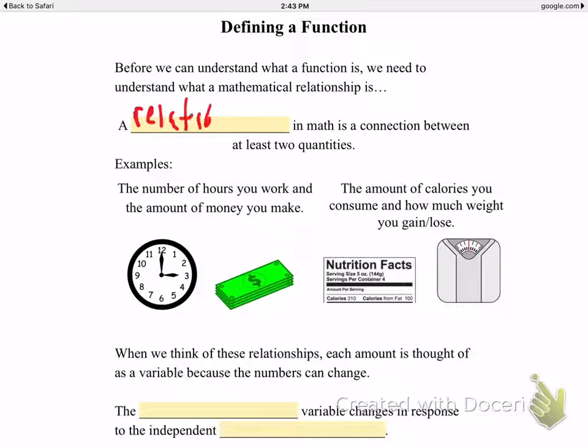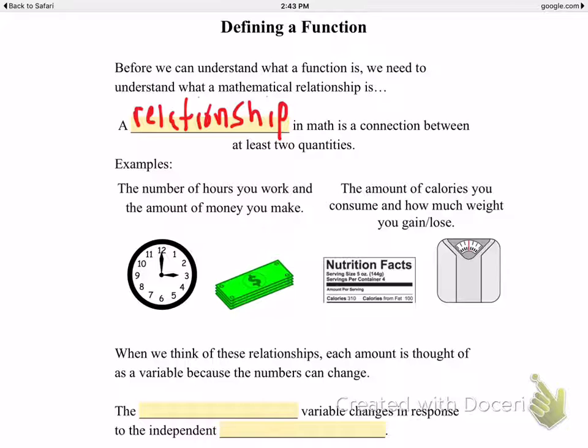So here we have relationship. Now, some examples: the number of hours you work and the amount of money you make. There's a relationship between those two things. If you work more hours, then you're going to make more money. Or similarly, if you work less hours, then you're going to make less money. Another relationship could be between the amount of calories you consume and how much weight you gain or lose. If you consume more calories, then you might gain weight, or if you consume less calories, you might lose weight. Now, there are other factors at play there. That's why it says at least two quantities, but there's definitely a relationship between those two things.